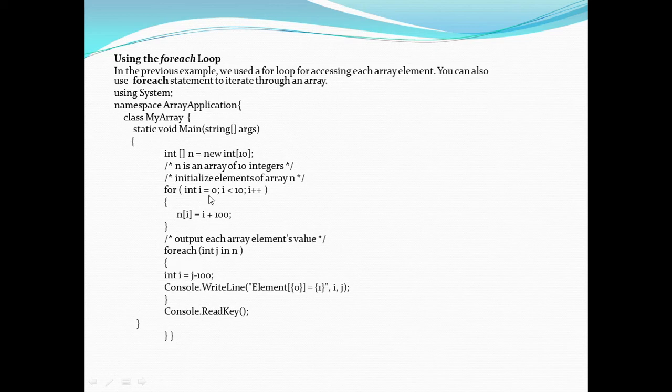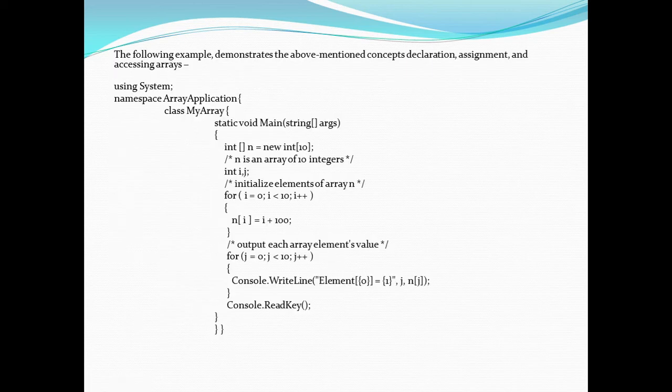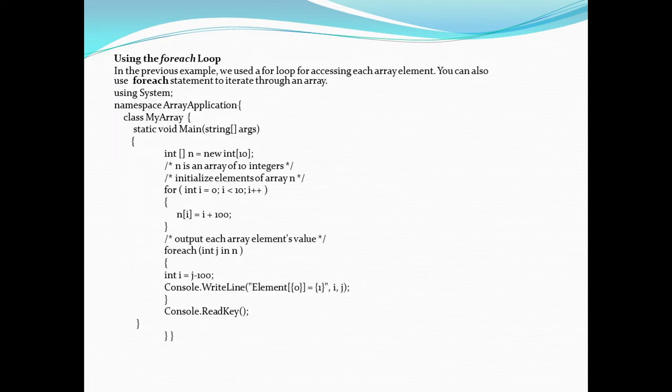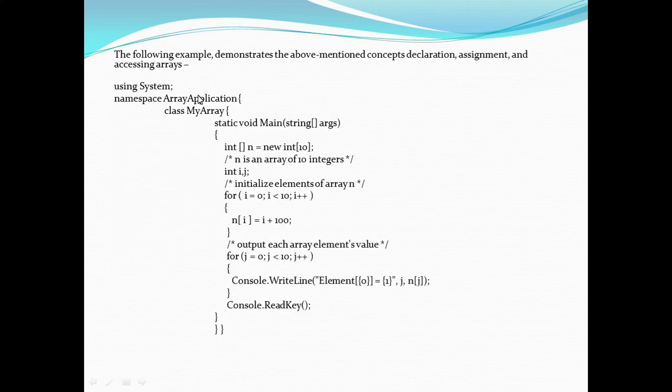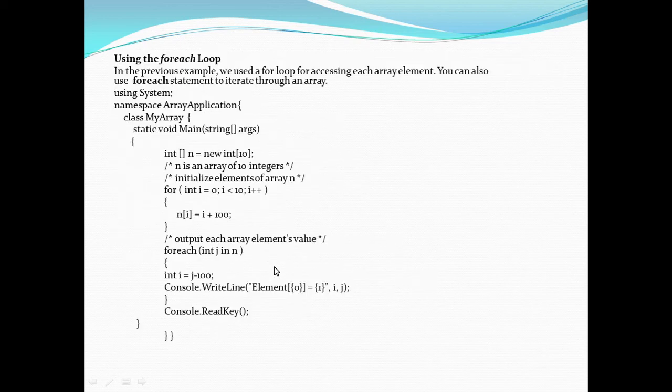And then, in place of for, here we have used the foreach loop. Here we are using this example for each loop: foreach int j in n, int i equal to j minus 100. The value of j in the first case is 100. As in this example, we can say the first element is 100. So the jth value is 100 in n.